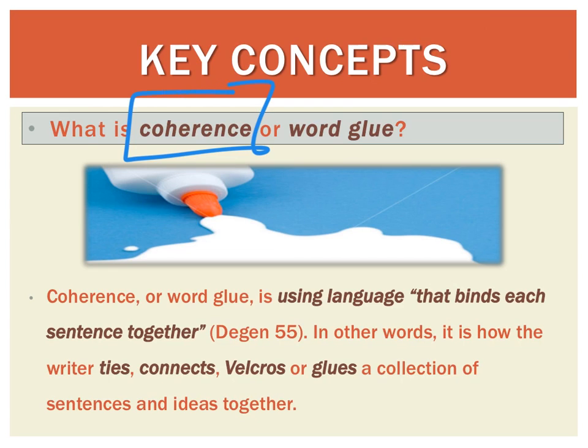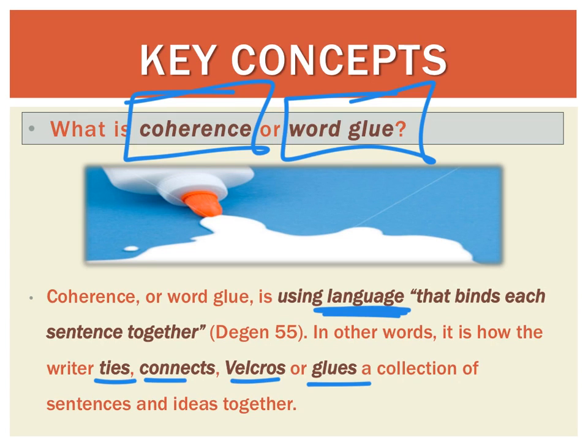We'll start by defining coherence, or the term that your CEA book uses for it, word glue. And that's just you trying to use language in your body paragraph consistently that binds each sentence together. It's the way that you tie, the way that you connect, the way you Velcro, the way you glue a collection of sentences and a collection of ideas together in a body paragraph.